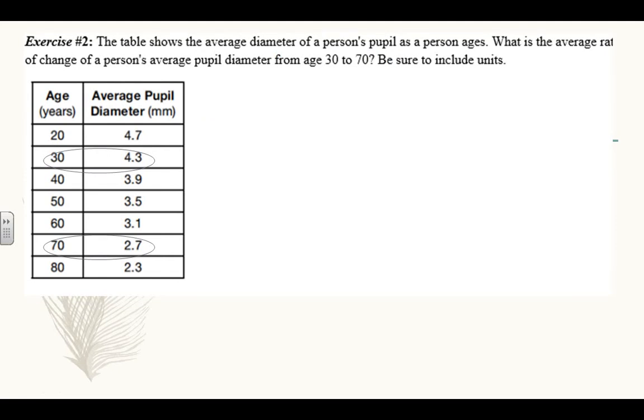All right, now out of a table. It's even easier. You don't have to think too much. You just have to know the difference between your x's and y's. So this is all about a person's pupil. As you age, it gets smaller. They want to know what the average rate of change is over the ages 30 to 70. Now pay attention to your x's and y's. Usually time, so years, anything time-wise, are your x's. So that's on the bottom. The output is the pupil diameter.